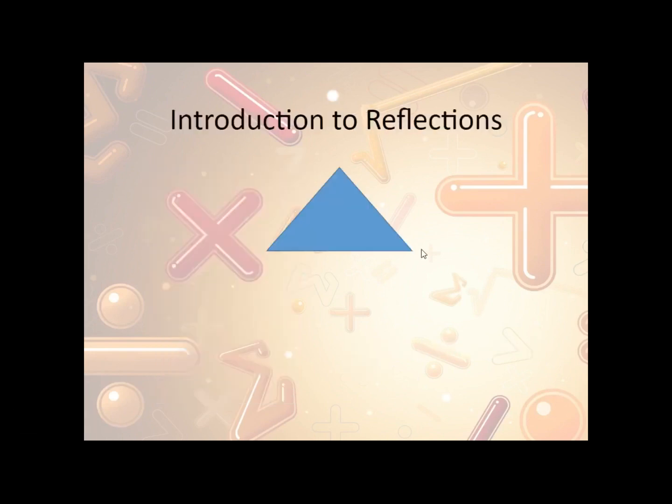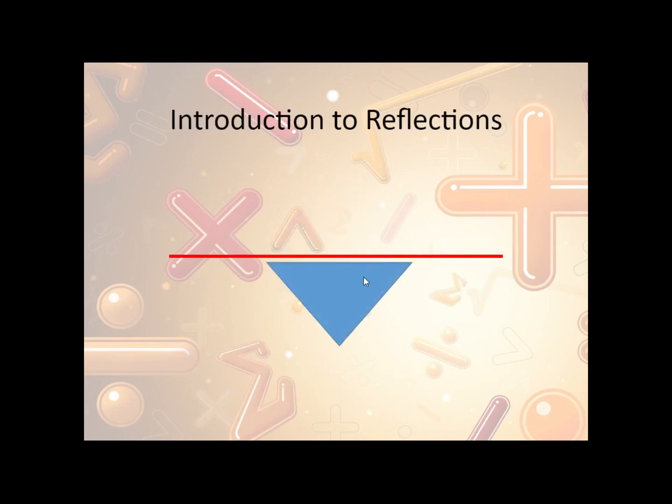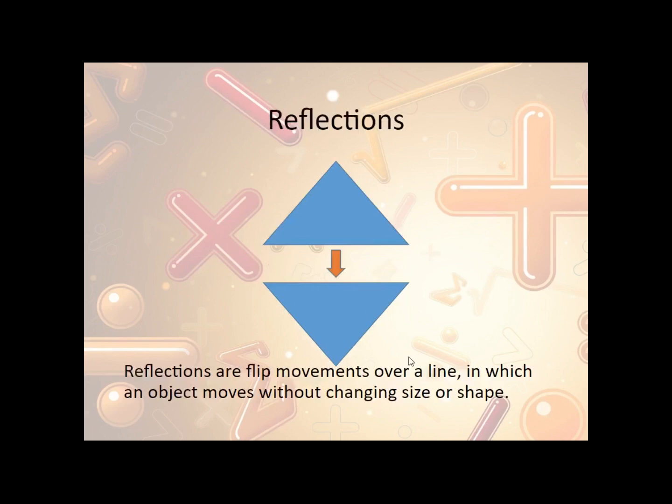So that's a reflection. Introduction to reflections. Reflections over a line, we start with, for instance, a triangle here. If we flip it over, it becomes like this. So if we flip it over that line, it becomes this way. So it can be up and down, or it could be side to side. So it could flip and go over here as well.